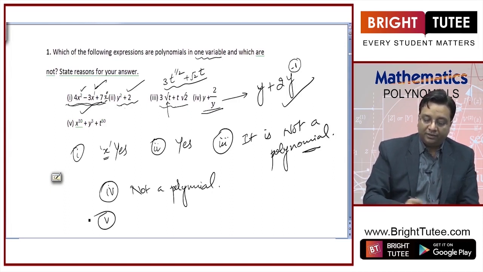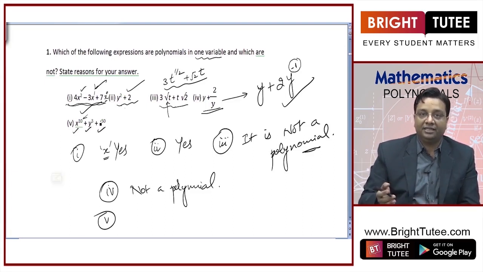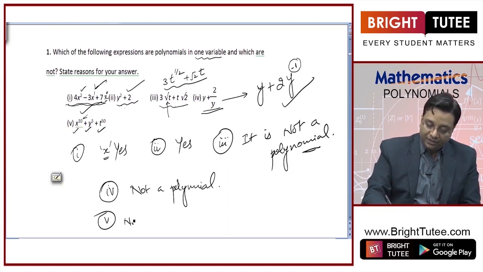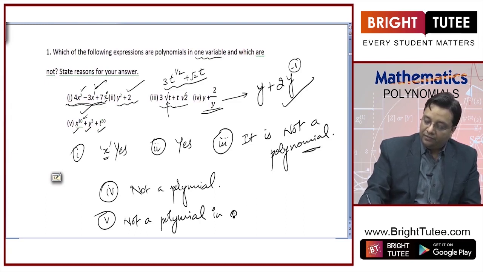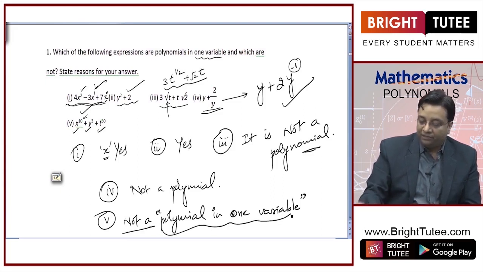Okay, look at the fifth part. Is it a polynomial? It has variables with powers in whole numbers or non-negative integral powers, but we have three variables here, x, y and t. So it is not a polynomial in one variable. This expression you should keep in mind. This is not a polynomial in one variable.